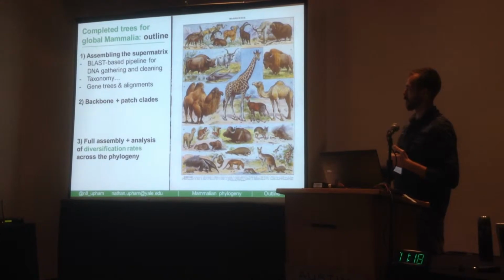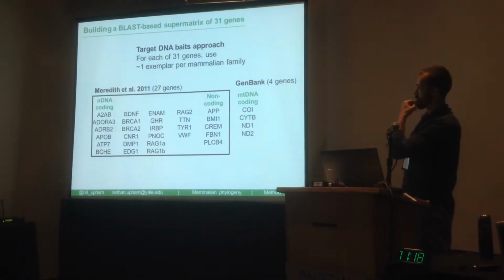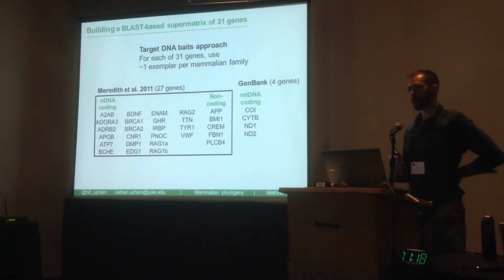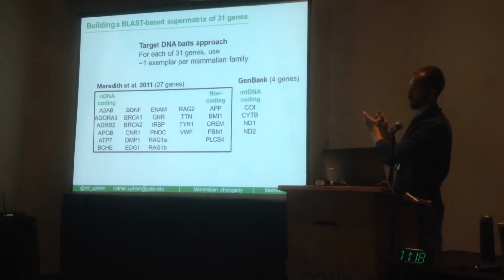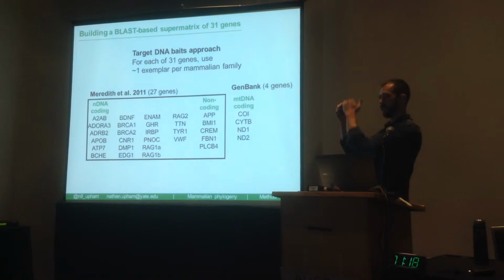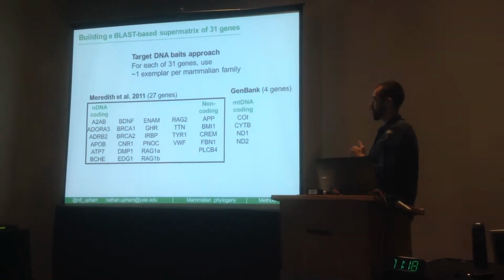But first, thinking about how we got this DNA data, because it actually is not trivial. So the way we did this was to use a blast-based approach and gather data from GenBank. So we assembled what I'm calling DNA baits. So per gene, trying to cover the diversity, kind of representatives for each mammalian family.